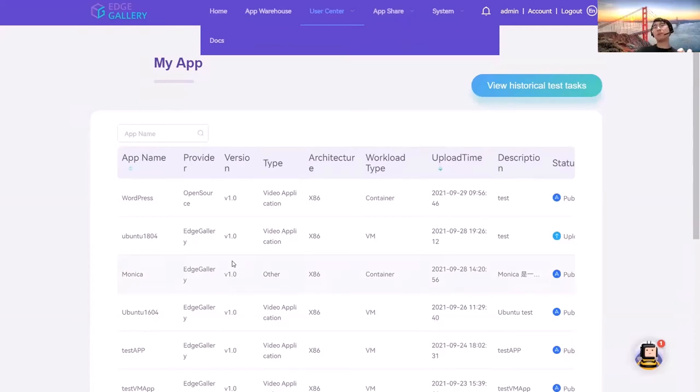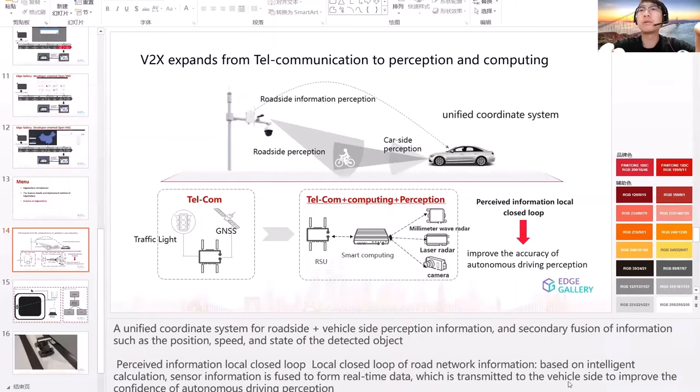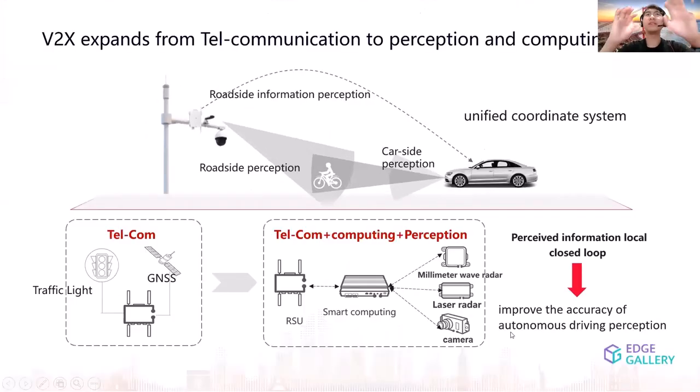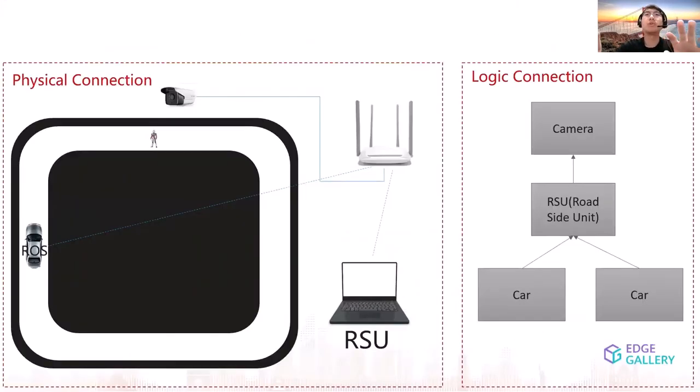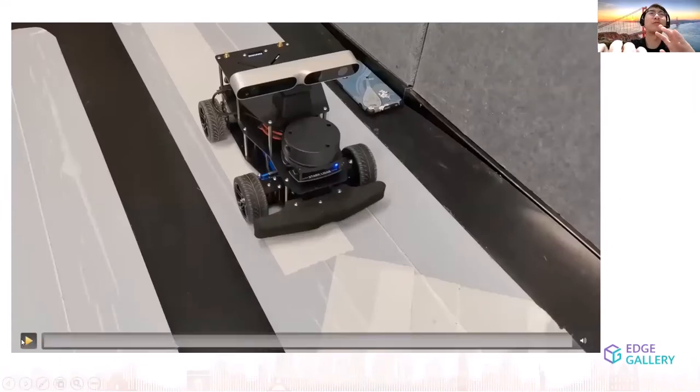After the developer, I mean the common developer, uploads their application package and app project at the developer system and publishes it, the end user, maybe an administrator or a common end user, can find the app here. Here is the whole system and the whole routine of developing the app. After this V2X app has been published, you can see here's a demo for us.